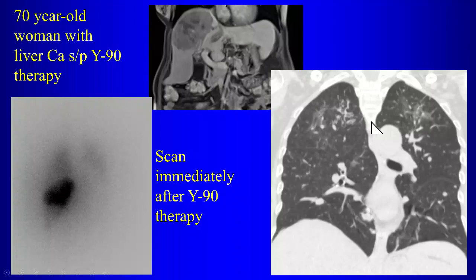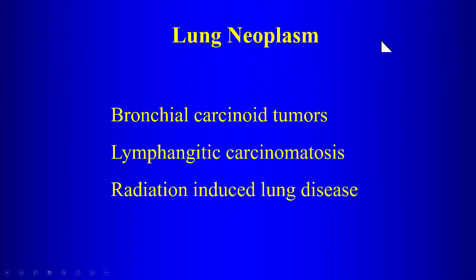So something else to consider, if we have funny looking opacities in a patient who is cirrhotic, check to see about that history. Has the patient received Y90 therapy? Okay, because you can also include this in your differential diagnosis. All right, so that is our discussion of neoplasms.